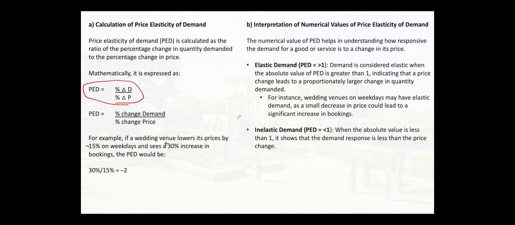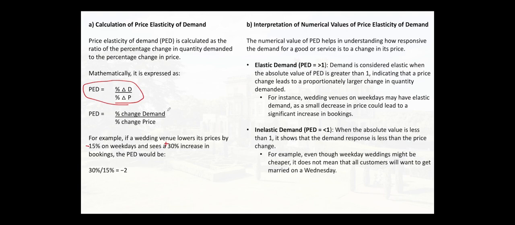Inelastic, as it says, under 1. And we can see that every 1%, so if the PED coefficient was 0.5 and this was a 1% change in price, we would have a 0.5% change in demand. Okay, so we could sort of work out that difference.